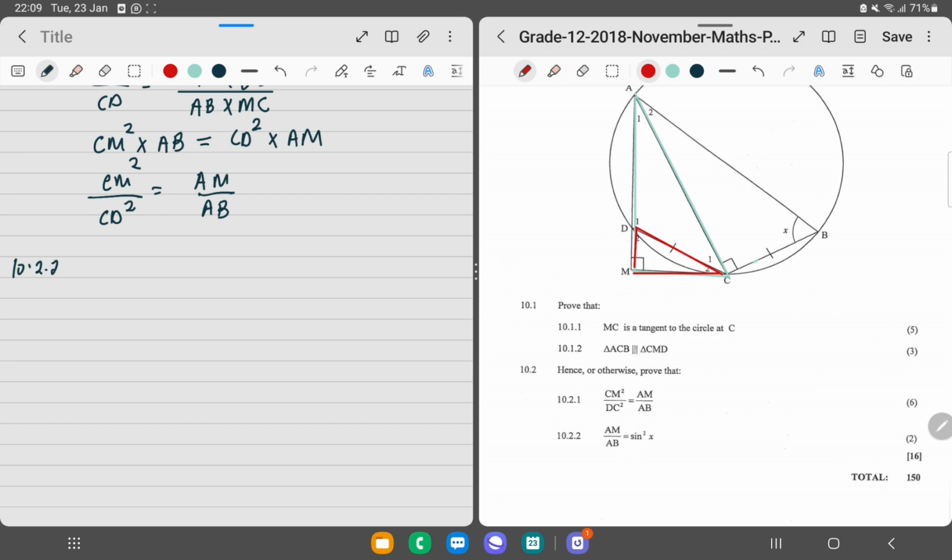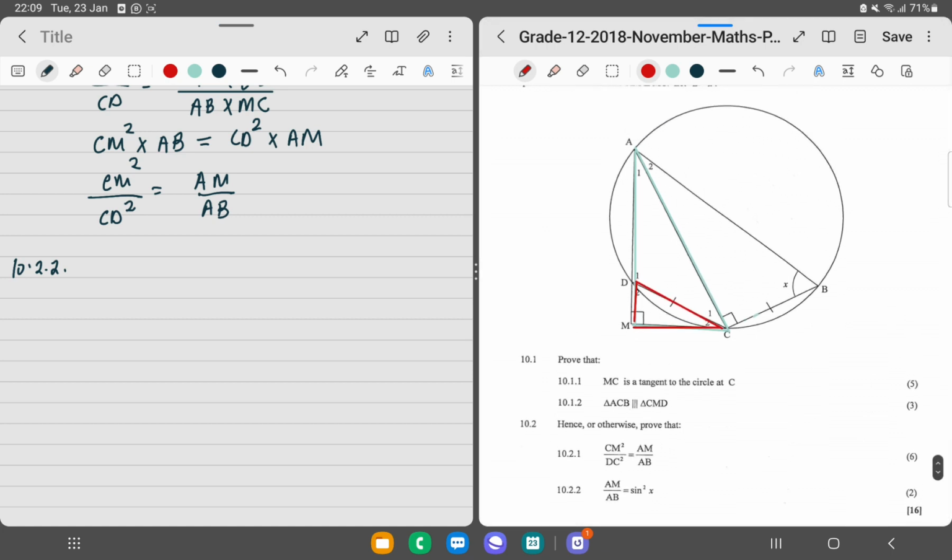Then 10.2.2. I need to prove that AM over AB is equal to sine squared x. So AM is right there. And then line AB is there. So it has something to do with the sine. Okay, so I'm going to work in this triangle. And I'm also going to work in that triangle.